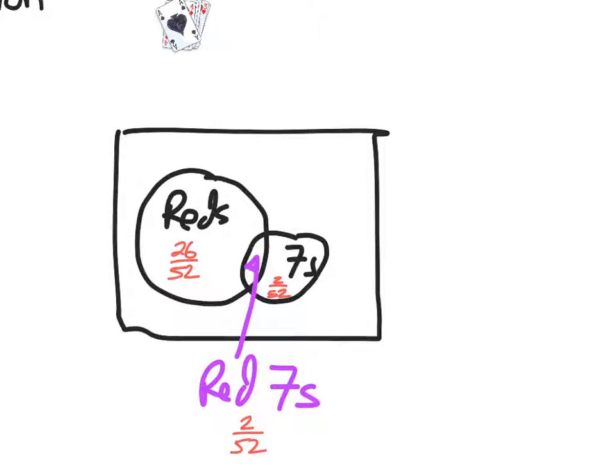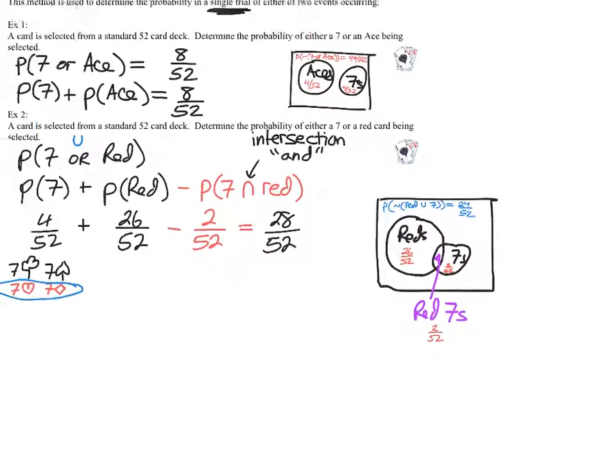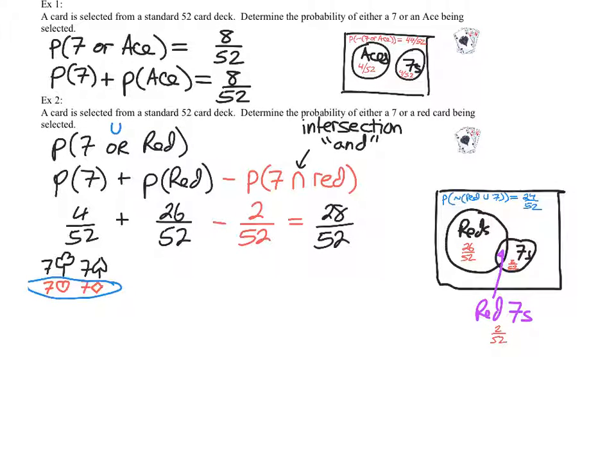All right, so then the probability of getting neither a red or 7 would just be 52 minus 28. So 24 out of 52. All right, so that's our probability. Well, we had a probability answer, but these are all the possible probabilities associated with this situation. All right, you got to be prepared to include all of it.